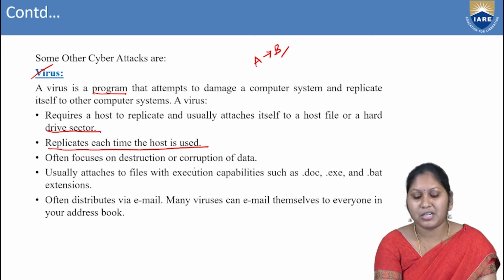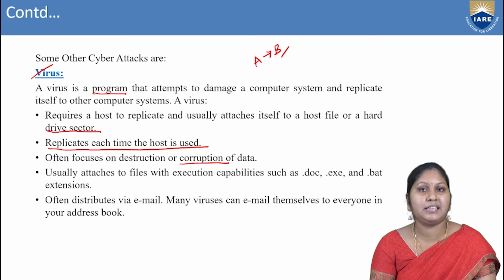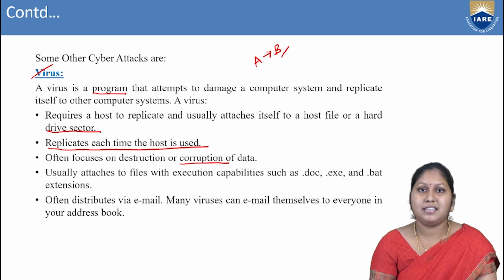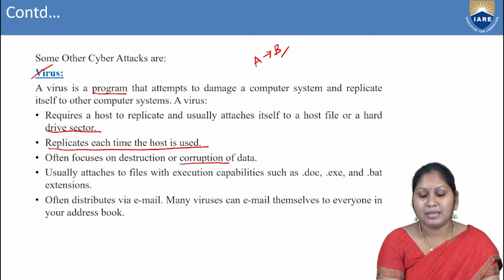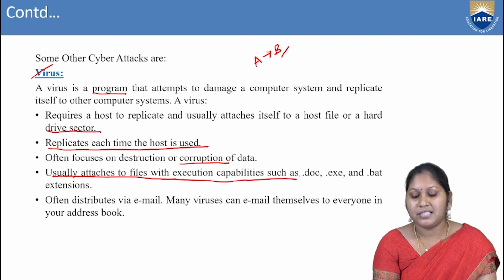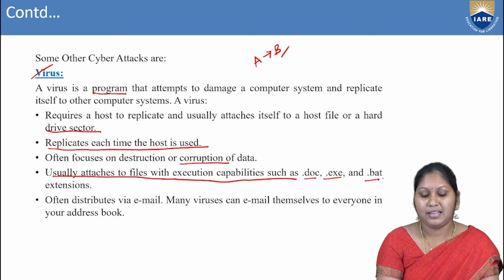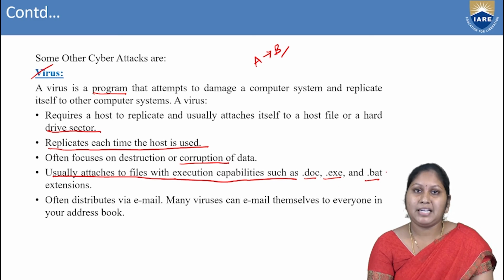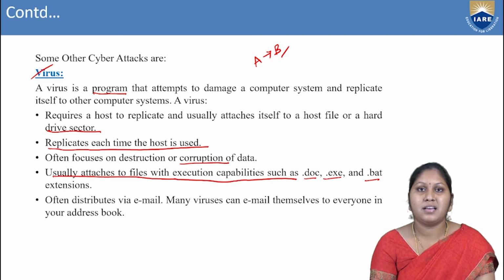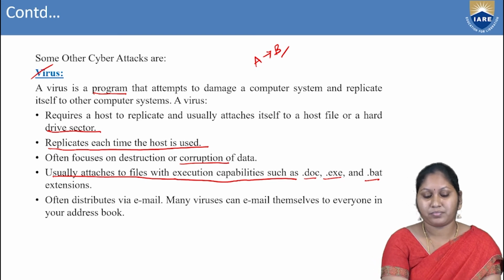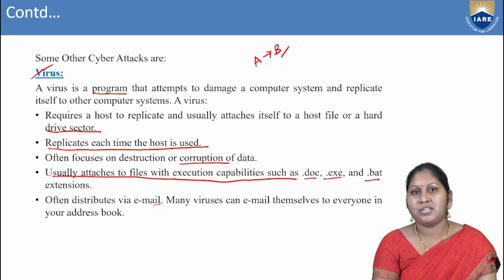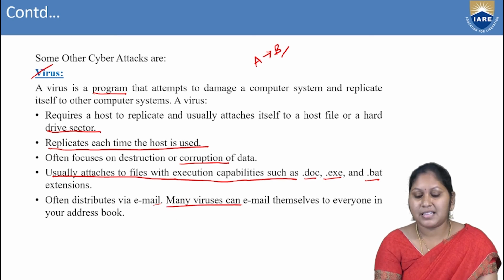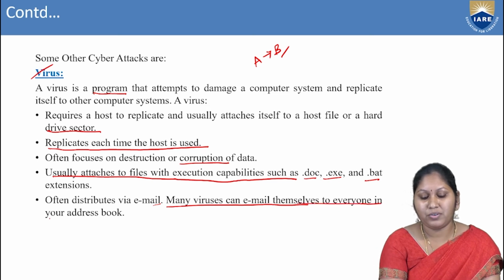Destruction or corruption of data means the data can be modified, the data can be deleted, or the data is updated without authorization. Any such corruption is done by using these viruses. The next point: a virus usually attaches to files with executable capabilities such as .doc, .exe and .bat extensions. The virus program will be attached to these extensions, and the system can be crashed by using this virus. It is often distributed via emails. So in emails it can also be attached and downloaded. Many viruses can email themselves to everyone in your address book.